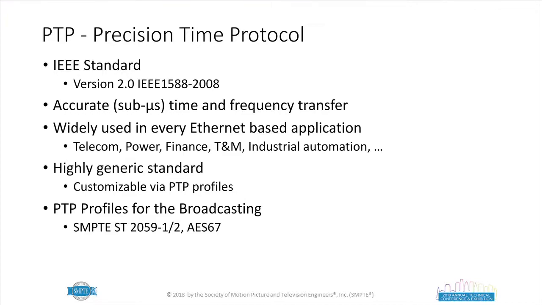Widely used, as it's been explained, it being in telecom, in power, in finance, test and measurement, industrial automation, and others. The whole point of 1588 is that it is highly generic. And this is very important because it has allowed all these different industries to take the same common framework and to customize it via the PTP profiles, the ones that are relevant for this industry, obviously 2059 and the AES67.